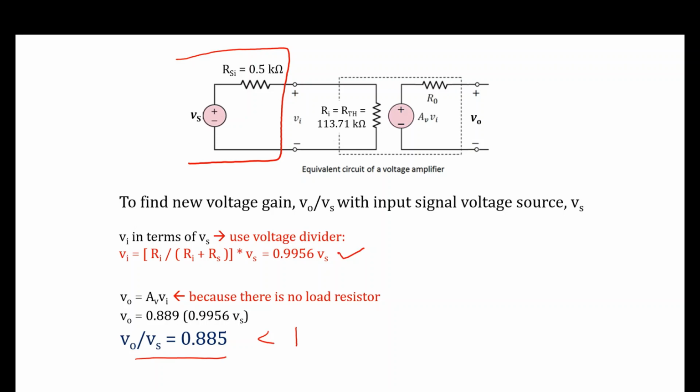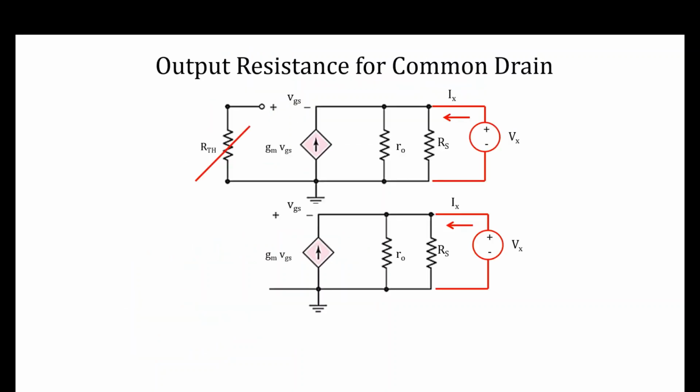Because common collector, the voltage gain is less than 1. Why? Because it is used for current gain. So similarly, common drain is also used to amplify current. So you can see over here, the R0 for common drain is calculated using a formula just like your common collector. So the next 2 slides show you how to derive the output resistance formula for your common drain.